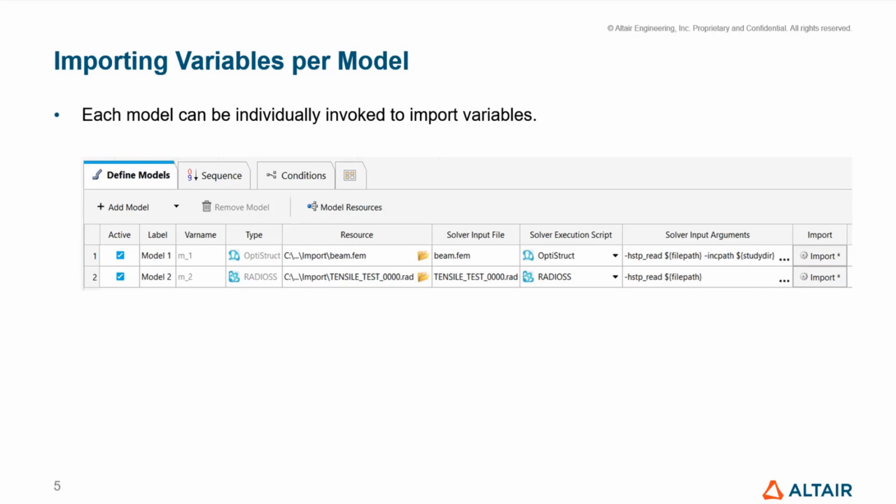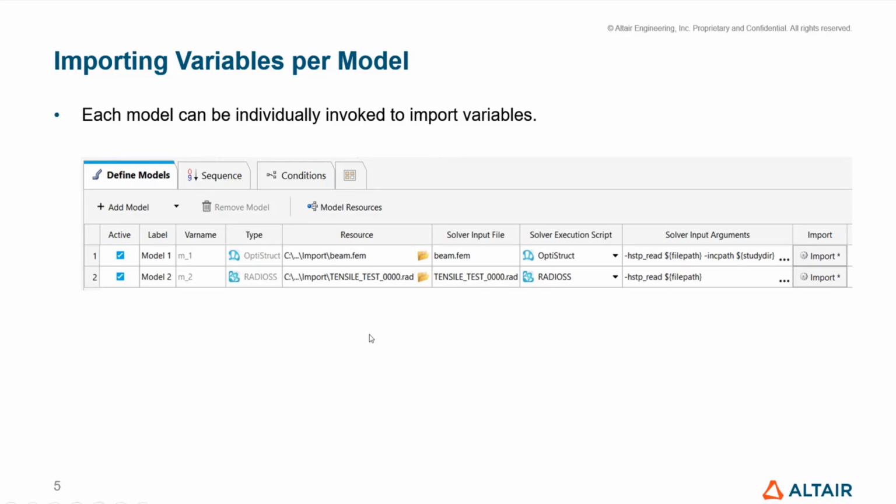Why do we need it? Imagine you have a study with more than one model type. An example here, Optics and Radioss. You import the variables and modify the attributes of the second model here, and then you might want to introduce a new resource file for the first model, modify the Beam FEM file. When you do global import variables, all the attributes or changes made in that model 2 for the variables will be lost. So in order to prevent that, we introduced a local import variable option.